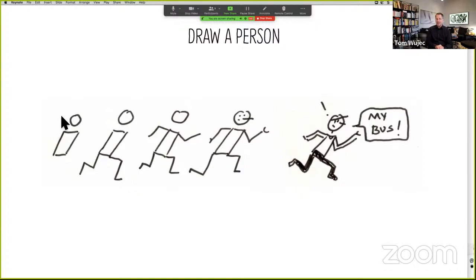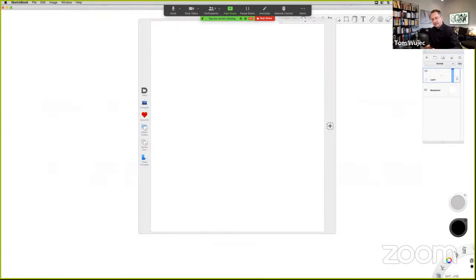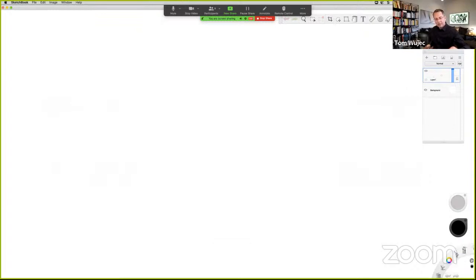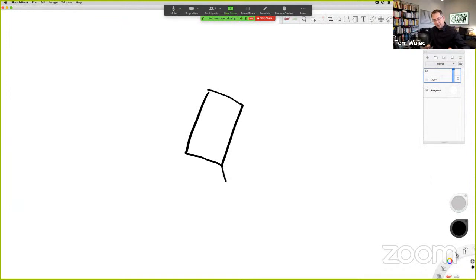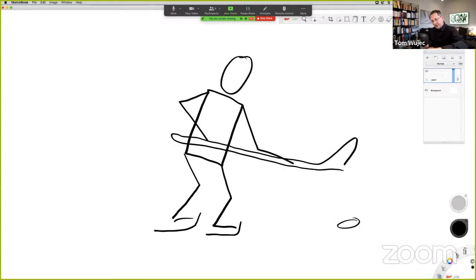It's body, then head, then two legs, maybe put some skates on it, two arms, hockey stick, and face. So what might that look like? Body, skate, another skate. Let's put one arm down here, another arm down here. The hockey stick is here, up to the head. And then you can color it in and try different things as well.